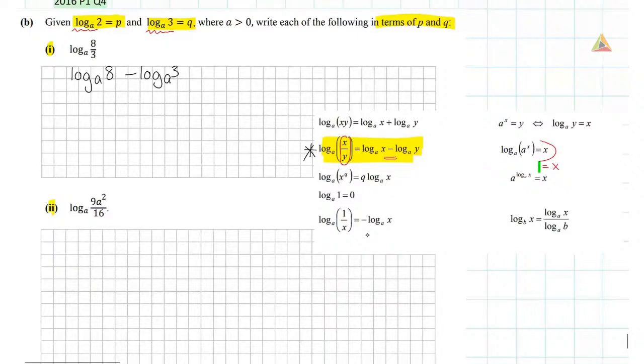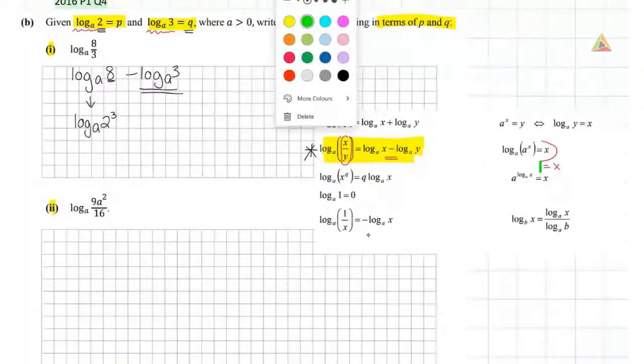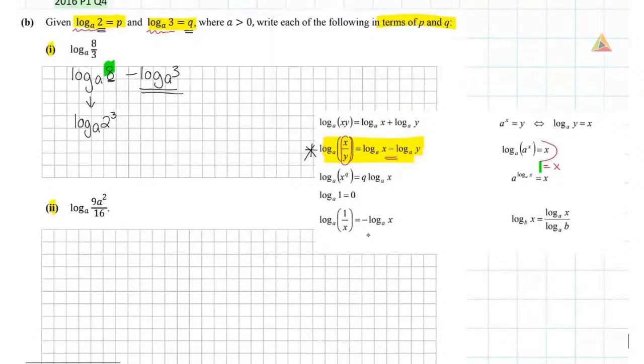Next, you'll notice that this one is absolutely perfect. We don't need to do anything more with that because that's just q. But our log to the base a of 8, that's a little bit of a problem. We need somehow to change that big number to a 2. So we'll remind ourselves, well, 8 is just 2 to the power of 3. So what have I done there? Well, all I've done is replace that 8 with a 2 cubed, because that's what 8 is.